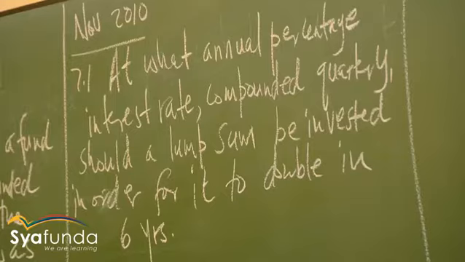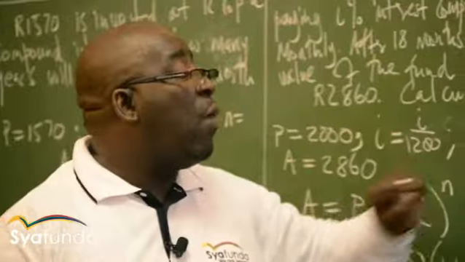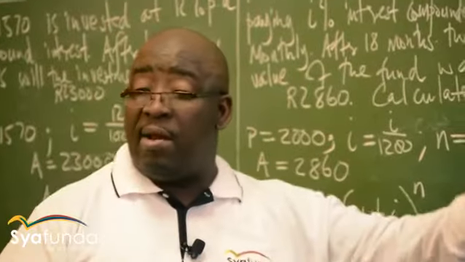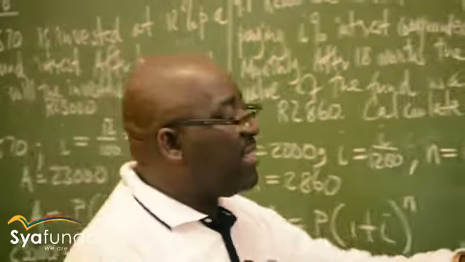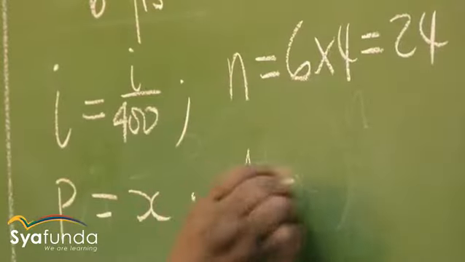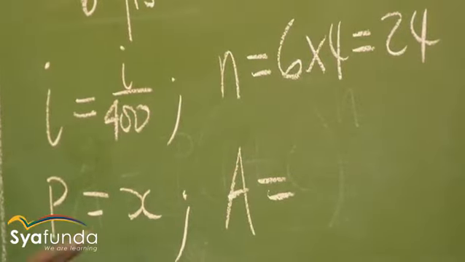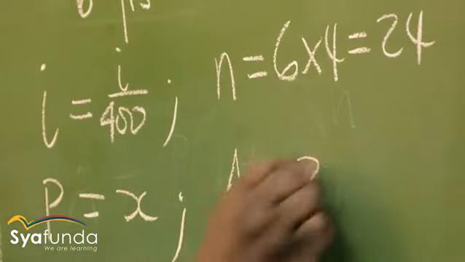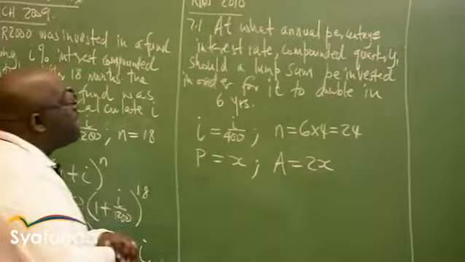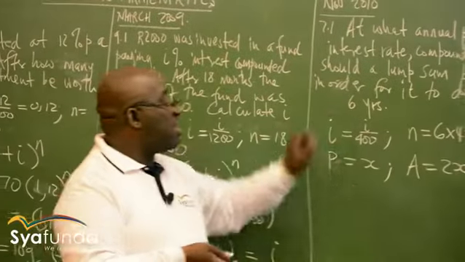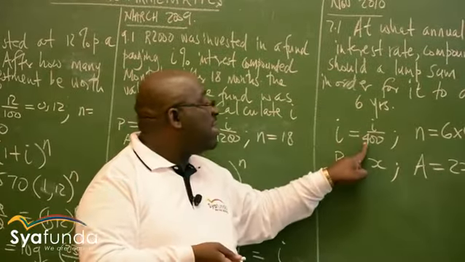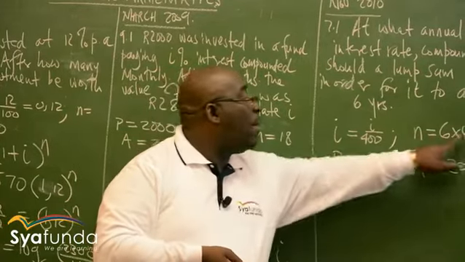Read once more. At what annual percentage interest rate compounded quarterly should a lump sum be invested in order for it to double? Whatever I invest must double. If what I invest is X, what I will get will then be doubled, which is 2X in this particular case. In how many years? In 6 years. Remember, it is compounded quarterly, so we divide by 4 this side, we multiply by 4 that side.